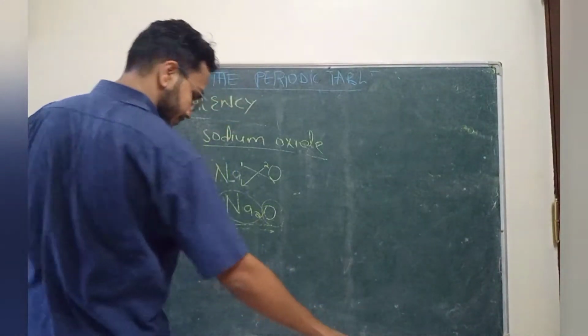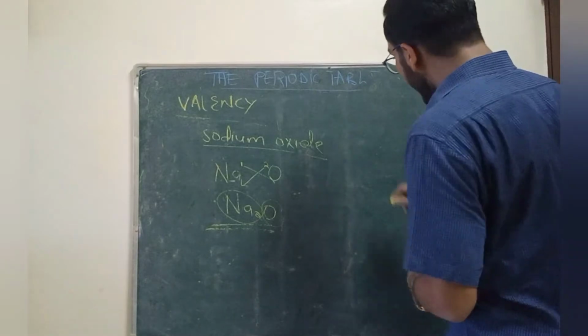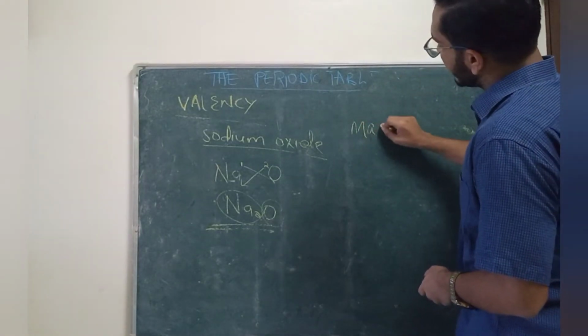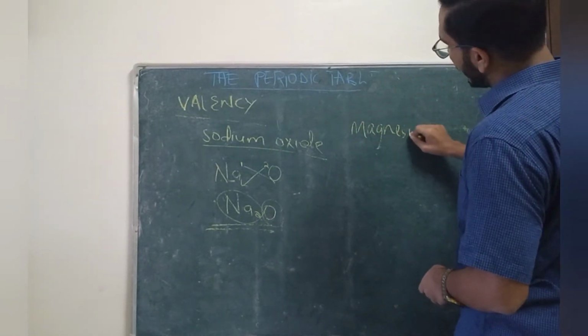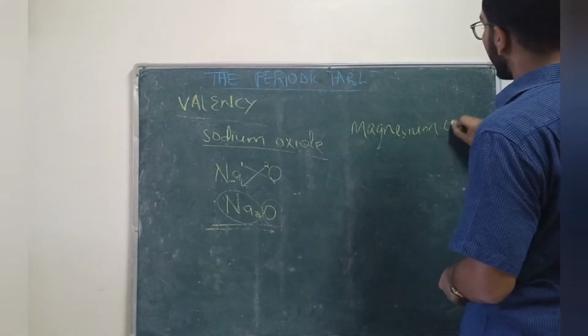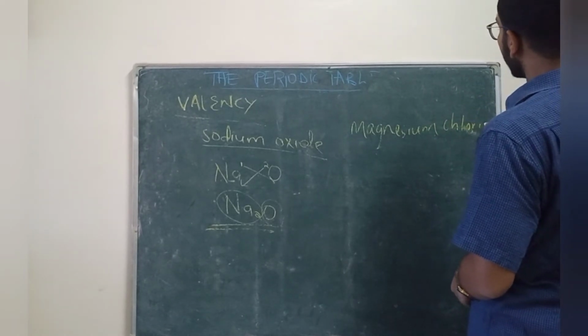Another example, we have magnesium chloride. What is magnesium chloride? It is when magnesium reacts with chlorine.